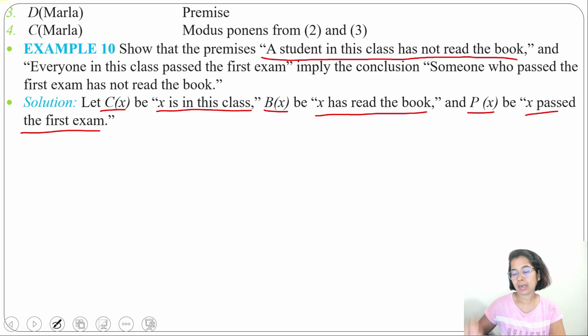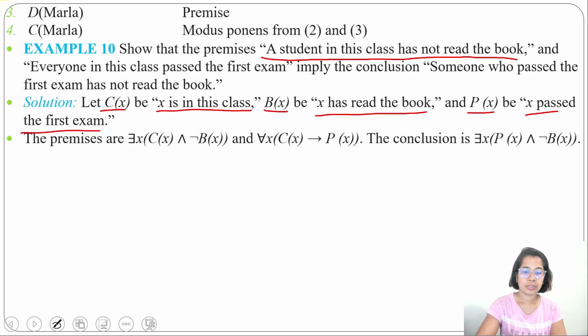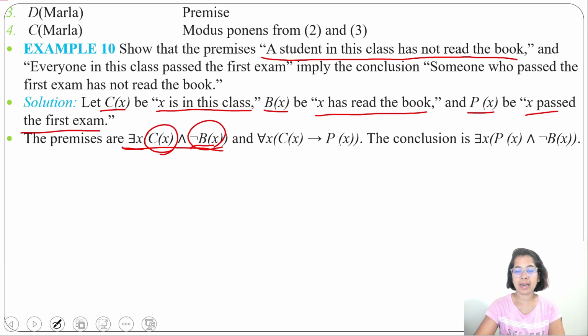From the class, there is a student who has not read the book. So there exists x, a student x, C of x. That student is from this class and has not read the book, so negation of B of x. There exists x, C of x and negation of B of x. The student is in this class and has not read the book.